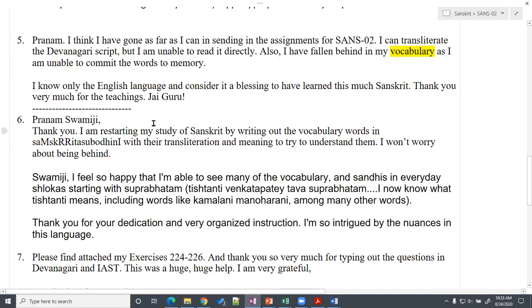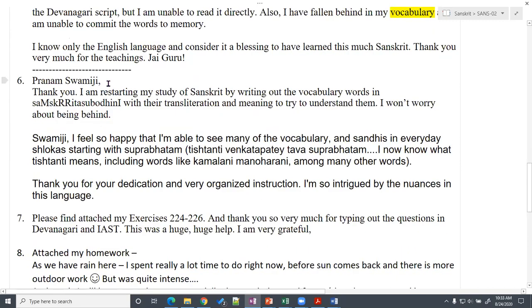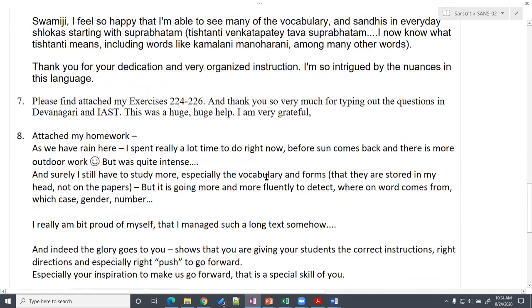Then this was the comment of that person again: I'm restarting my study of Sanskrit by writing out the vocabulary words in Sanskrit Subodhini with their transliteration and meaning and trying to understand them. I won't worry about leaving behind. I feel so happy that I'm able to see many of the vocabulary and sandhis in everyday shlokas, starting with Suprabhatam. I now know what Tishthanti means, including words like Kamalani, Manoharani. Thank you.